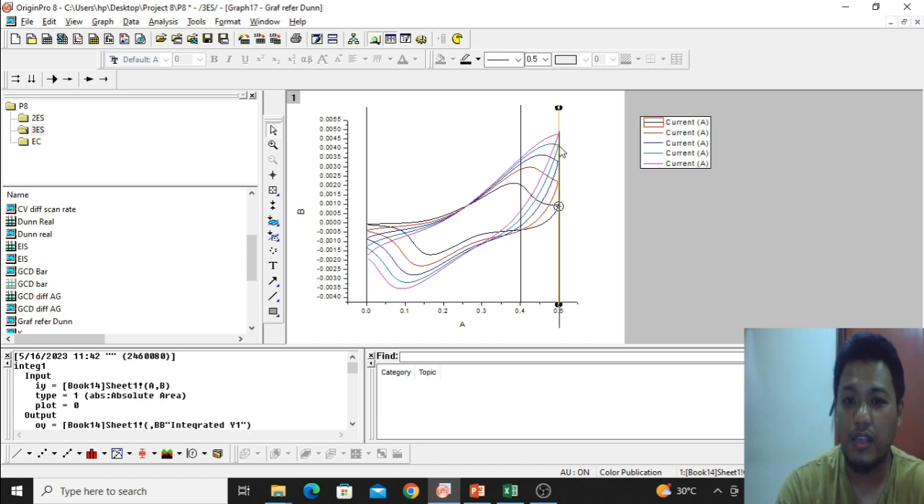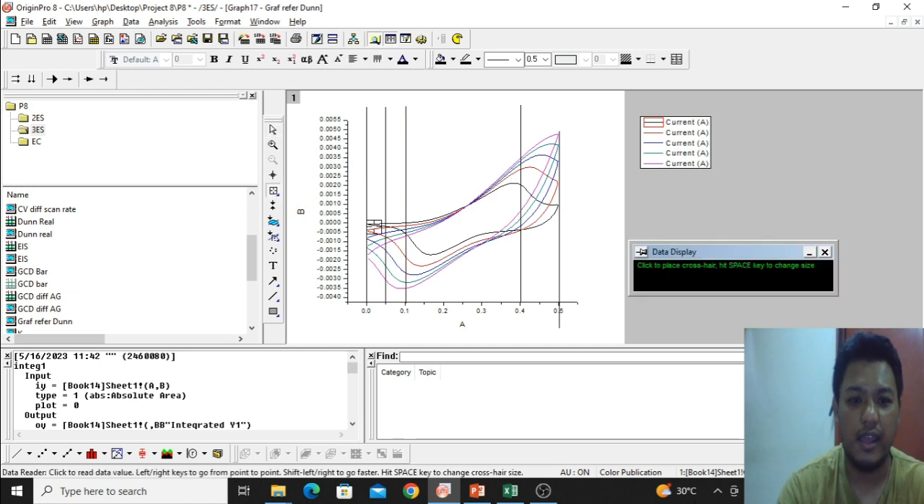Okay, for example, if you are lazy, it's okay to read at 0, 0.05, 0.1, and so on. How to read? Just click the data reader, and for example, at 1 millivolt per second, just read here. What is the value of anodic? And at 0.05 here, you will read the current response at both anodic and also cathodic. Okay, so I hope you understand that point.